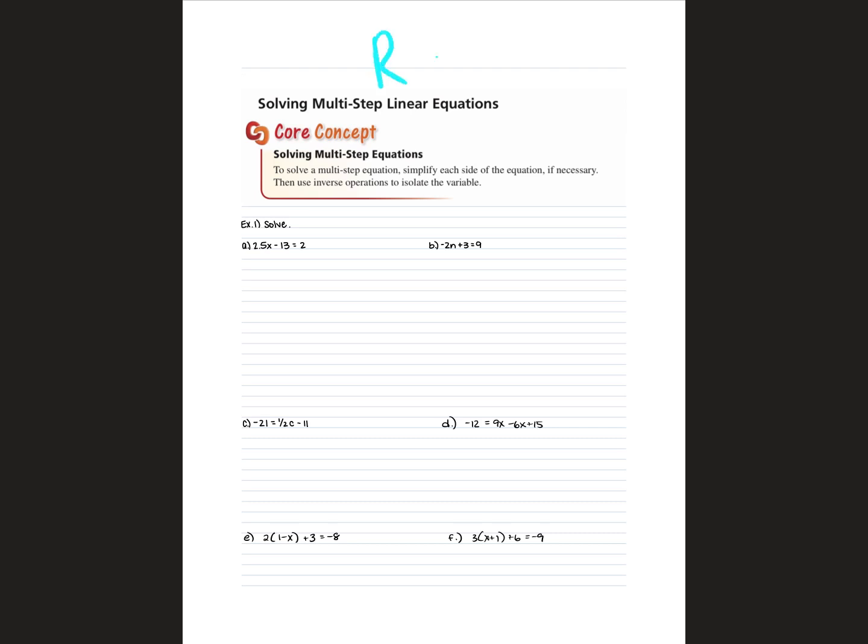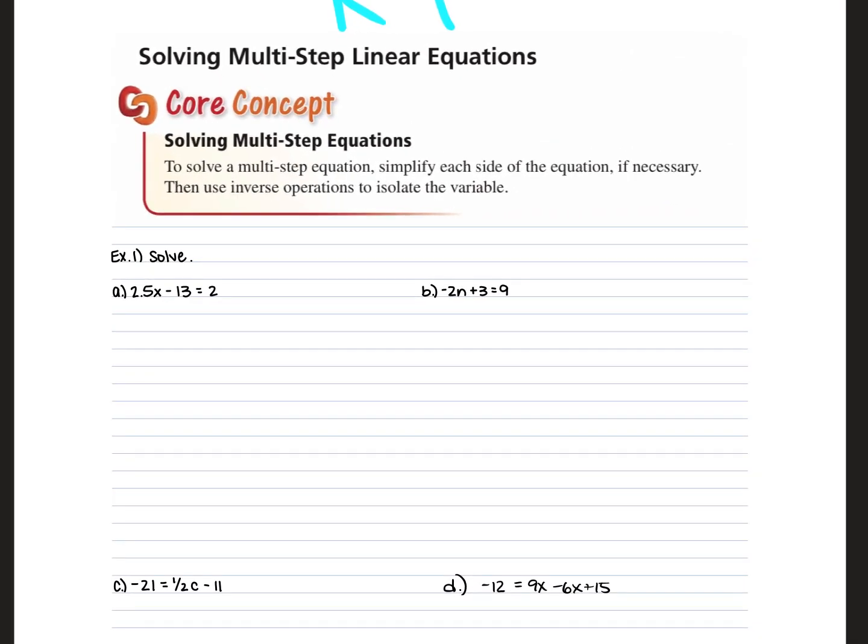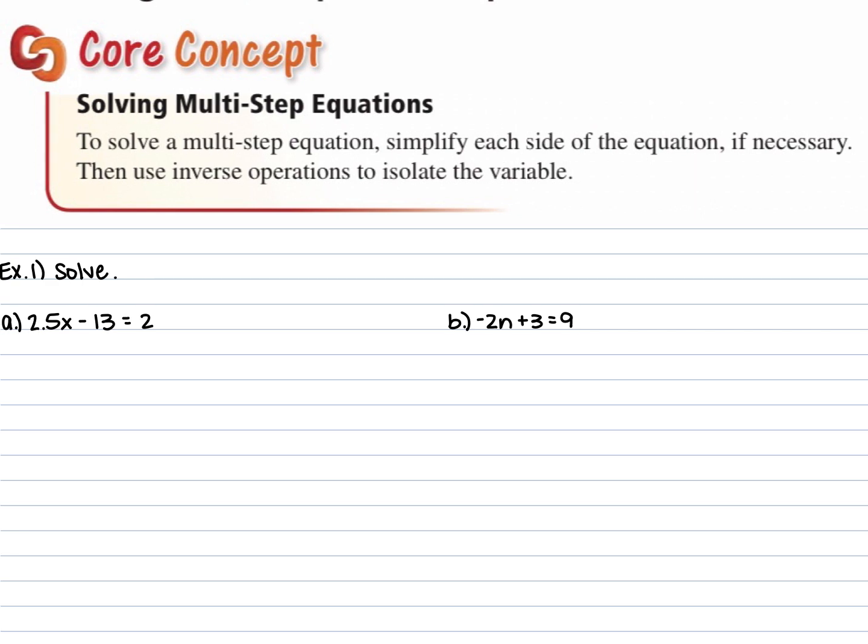Right, this is section R9. We're going to be solving multi-step linear equations. So to solve a multi-step equation, we have to simplify each side of the equation if necessary, and then use inverse operations to isolate the variable. When we isolate the variable, we want to get the x alone, or the n, or whatever our variable may be. We want to get it all by itself.